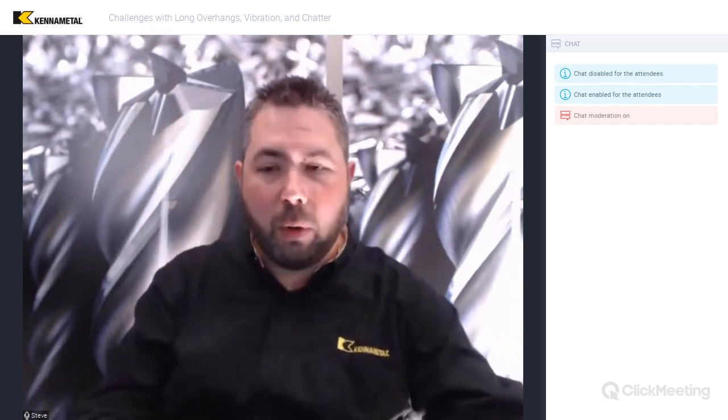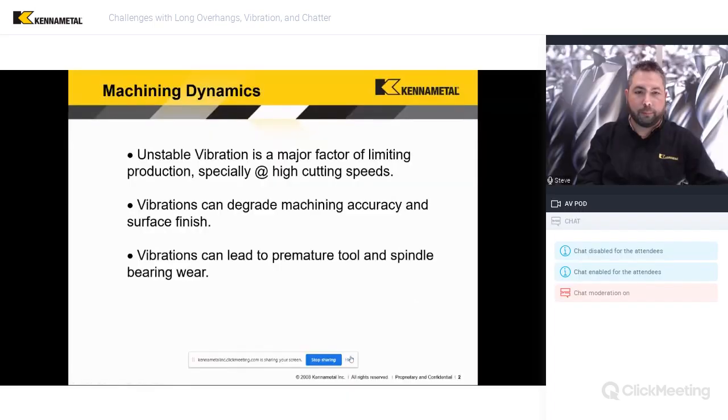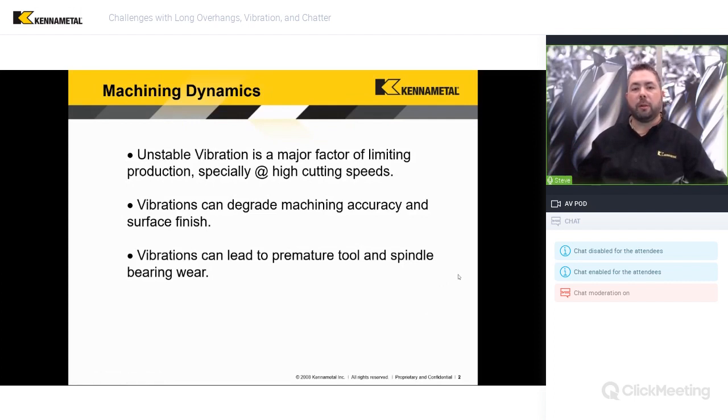I'm going to bring up a few slides now that we'll talk through. In terms of machining dynamics, unstable vibration is a major factor limiting production, especially at high cutting speeds. A lot of us know that, right? We talked about how that's going to degrade accuracy and finish. The other big thing to keep in mind, especially in rotating tools, is that it can lead to premature tool wear and also wear in your spindle bearings.